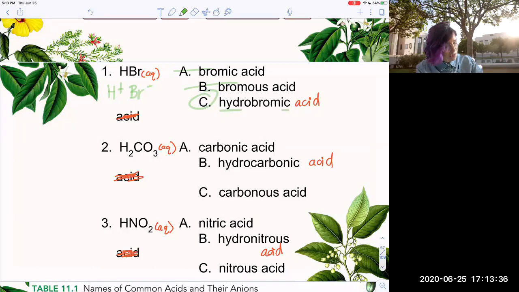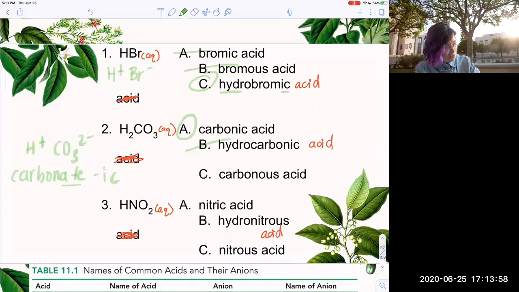What's next? Well, it does have O, so definitely not hydro. So what is this? This is H plus, and then CO3 minus. What's that called? That's called carbonate. Carbonate turns into carbonic acid. Ate turns to ick.